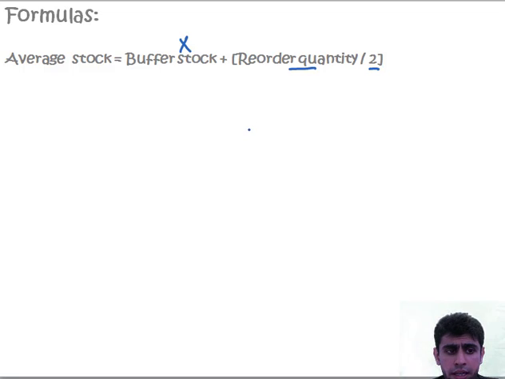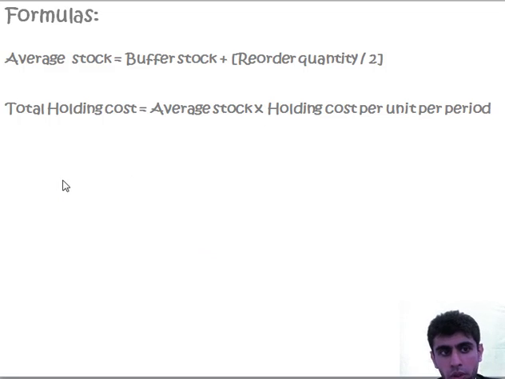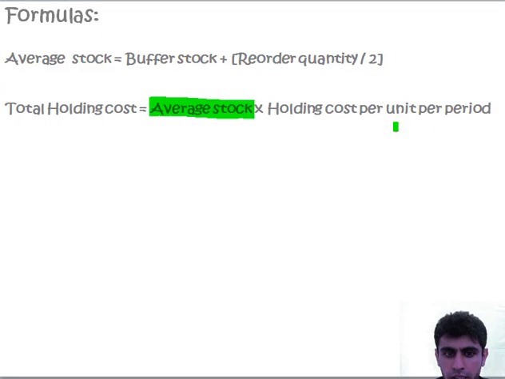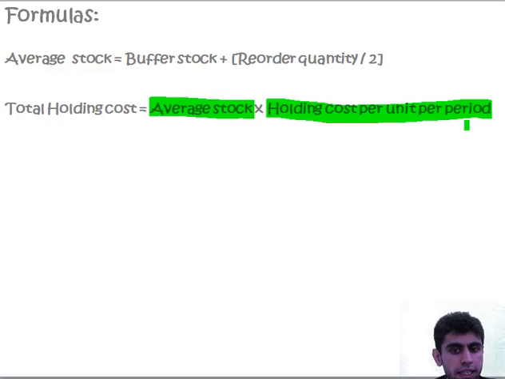Similarly, you have total holding cost. How much is the total holding cost of the business? It is equal to average stock times holding cost per unit per period. Now this period can be per month, per week, or per year, or any given period. So that's your formula to calculate total holding cost for the business. Normally in your exam you will have to calculate total annual holding cost. In that case the formula would be average stock times holding cost per unit per year, right, per 1 year. So that is the formula to calculate the total holding cost.